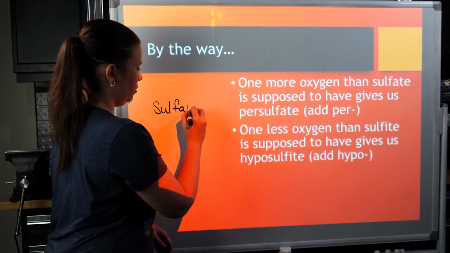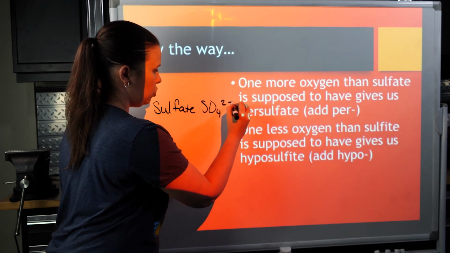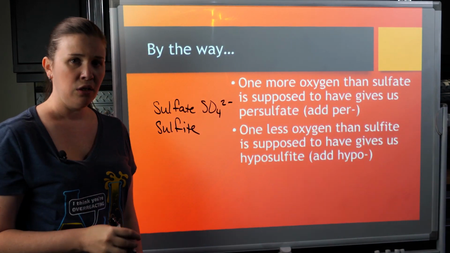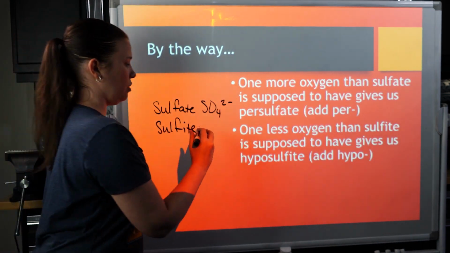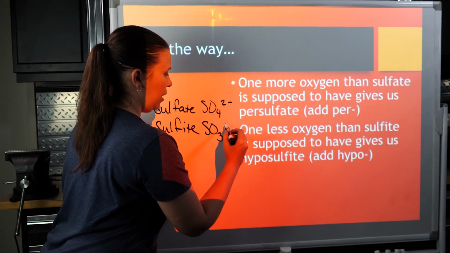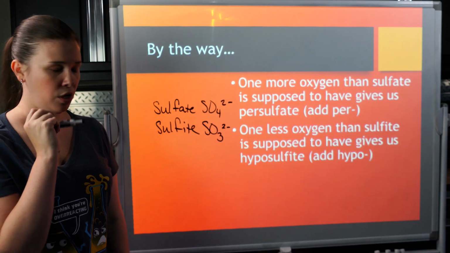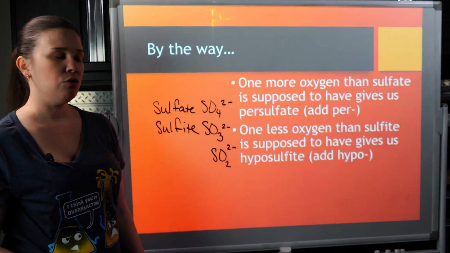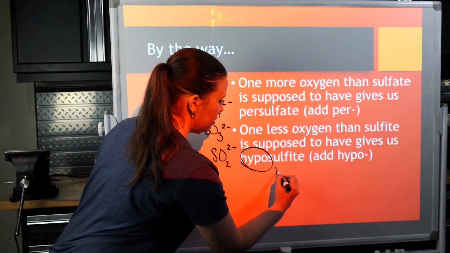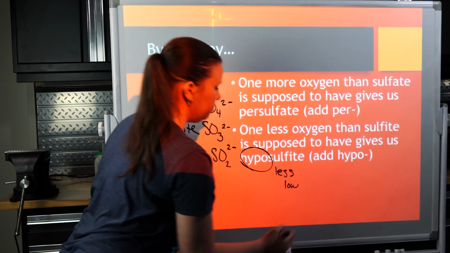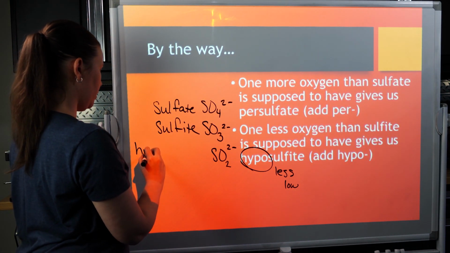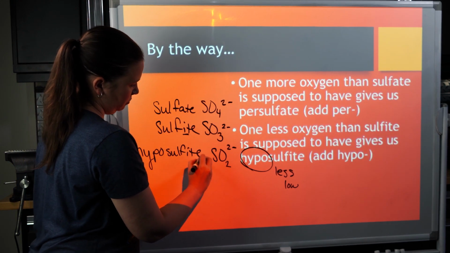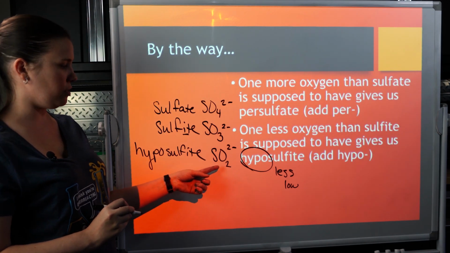So sulfate was SO4 2-, and then to make sulfite, ITE, you would go from SO4 to SO3, and then still have the 2- charge. But what if I had even one less oxygen? So there's actually a prefix that means less or low. So we can put that prefix on sulfite, hyposulfate, to get to SO2-.